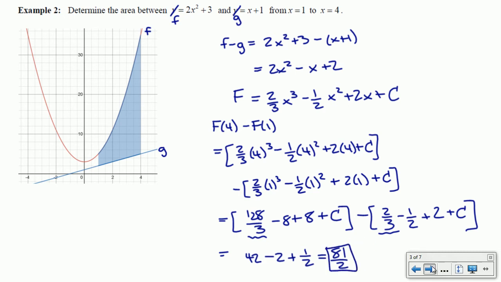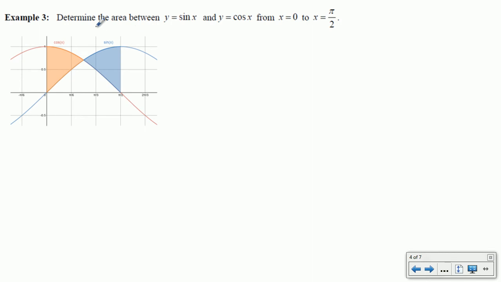Now on to the next example, number 3. We need to determine the area between sine and cos from 0 to pi over 2. I'm going to go ahead and call sine f and cos g. And before we go any further, we should recognize that cos is above sine from 0 to pi over 4, and sine is above cos from pi over 4 to pi over 2.